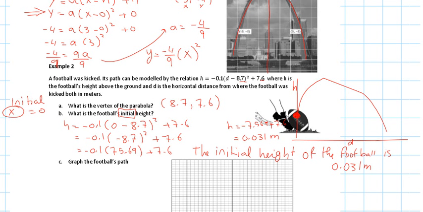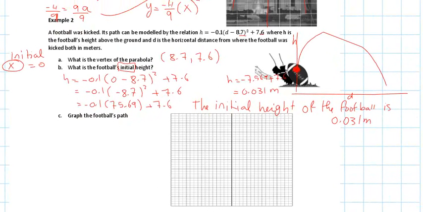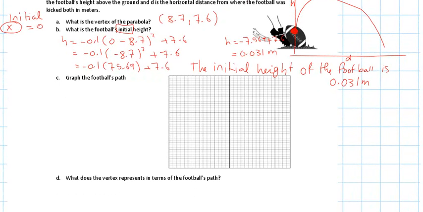Okay. Now, I know 2 points, yes? I know my vertex, and I know the initial height. Now they're asking me to graph. To graph, well, 2 points is not enough. I need at least 3 to be able to graph. So here's what we're going to do. First of all, we're going to put the axes a little bit, and I'm going to move them. So this is where your height is, and this is where the distance is.